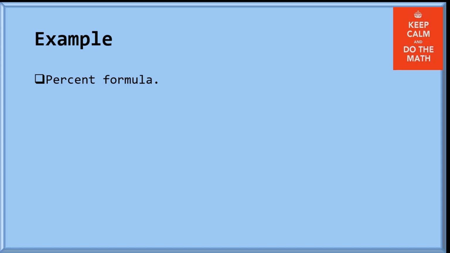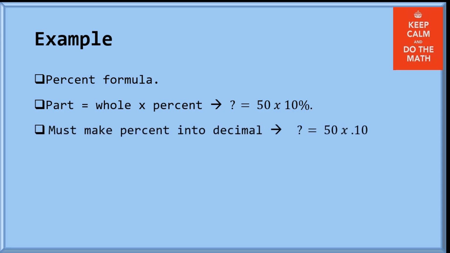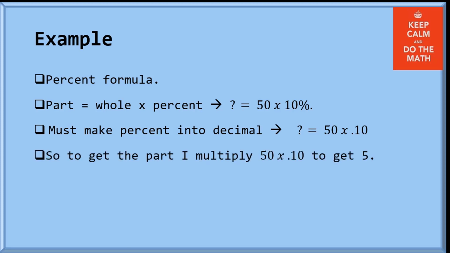Okay, so let's take the percent formula. The part is equal to the whole times the percent. So for example, question mark, our part is equal to 50 times 10%. Now we must make our percent into a decimal, so 10% becomes 0.1. So to get the part, I multiply the 50 times 0.10 to get 5.